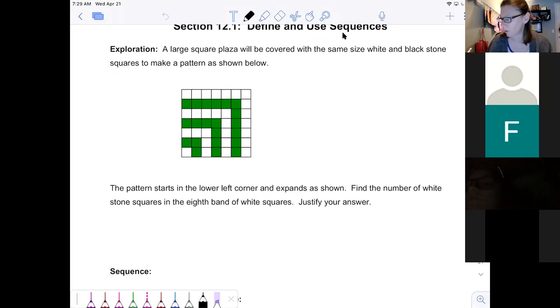So if you look at the white squares, our goal is to figure out the number of white squares that would be in the 8th band of white squares. So see if you can think of a way to determine how many white squares would be in the 8th band of white squares.